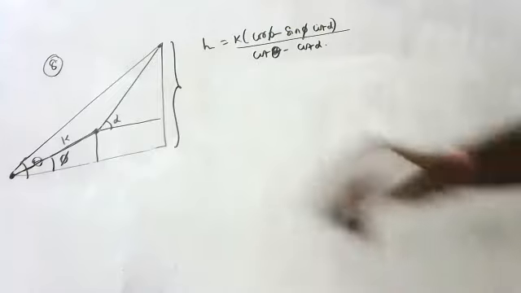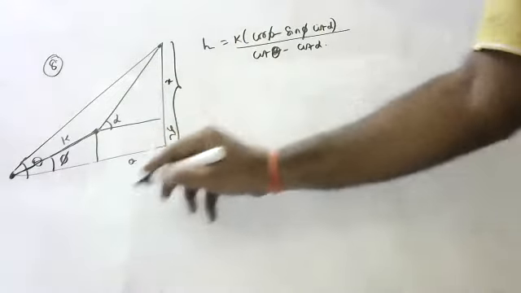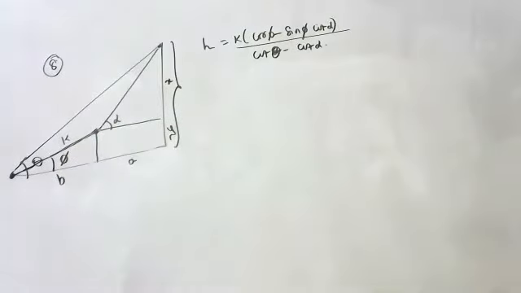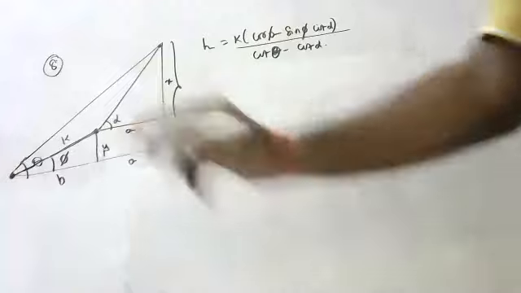Okay, children. So this I will take as x. This I will take as y. This I will take as a. This I will take as b. If this is a, this is also a. If this is y, this is also y.